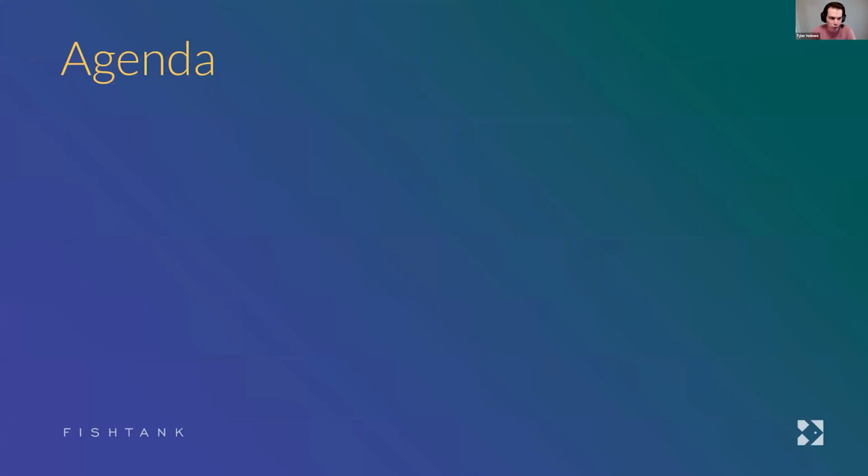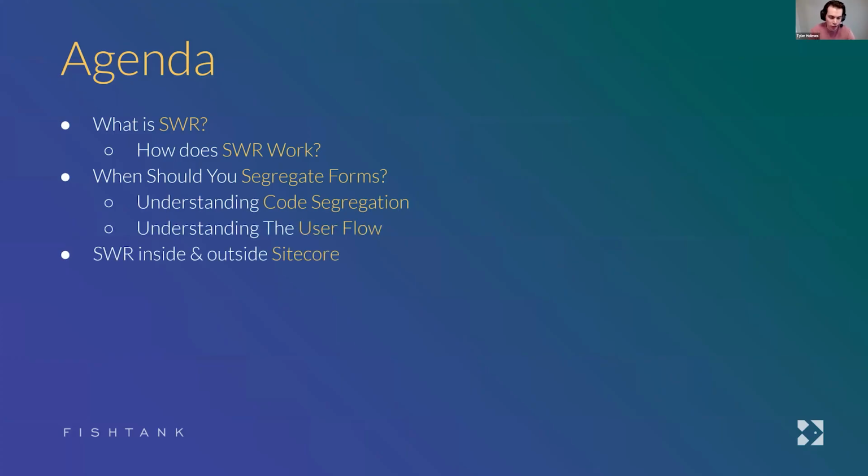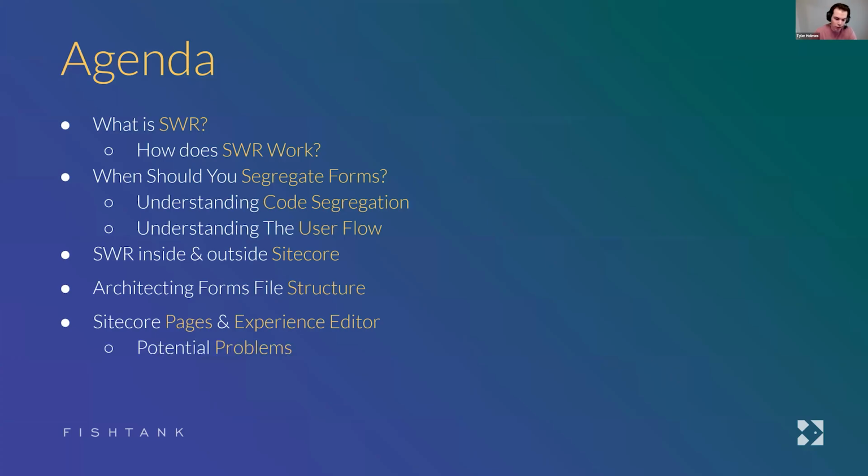So today's agenda, we're going to be covering what is SWR, how does SWR work, when you should segregate forms, understanding the code segregation, understanding the user flow, SWR both inside and outside of Sitecore, so using it directly when calling Sitecore, and then using it for anything else outside of that. Architecting your forms file structure inside your Next.js solution, and then obviously Sitecore pages and experience editor, and the potential problems that come along with that, as well as the solution to those problems.